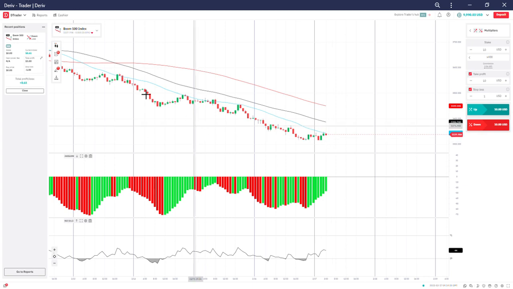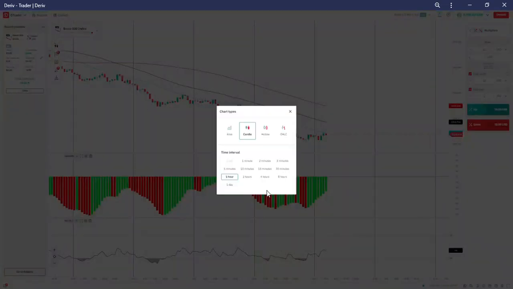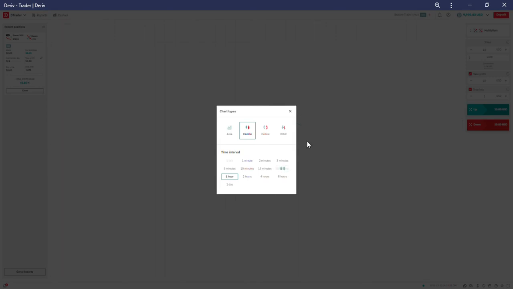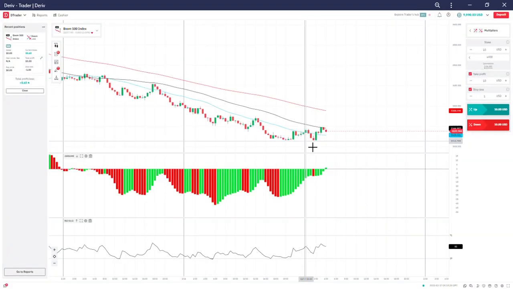So let's now go to another smaller time frame. Let's take a 30 minutes time frame. Yes, you can see a 30 minutes time frame. There is this support level here. It's supporting this market. It supported this market here and supported this market here. Okay, cool.